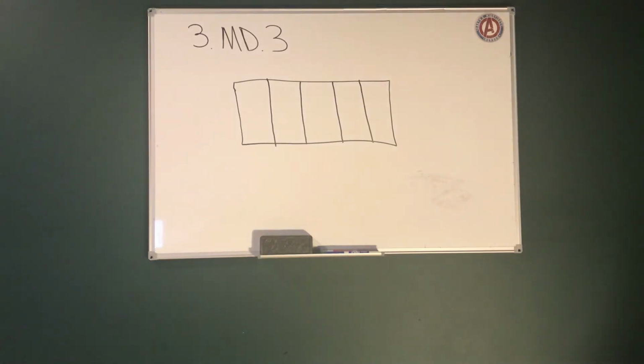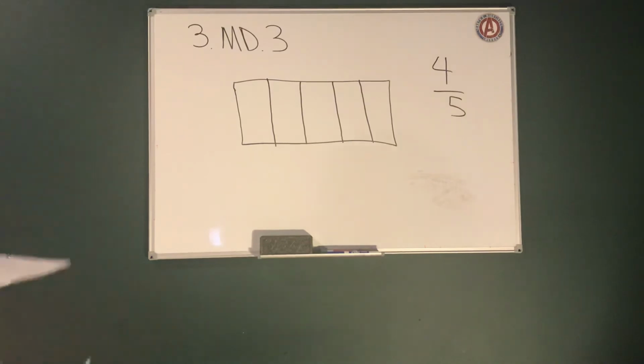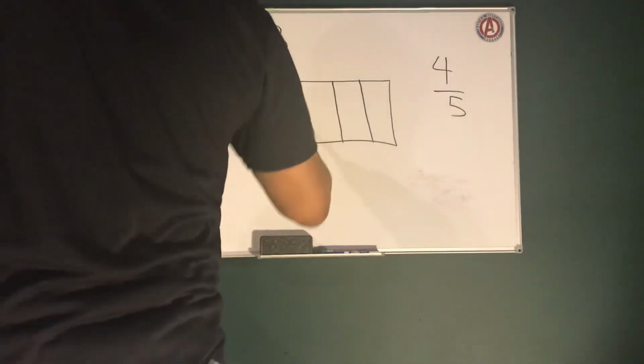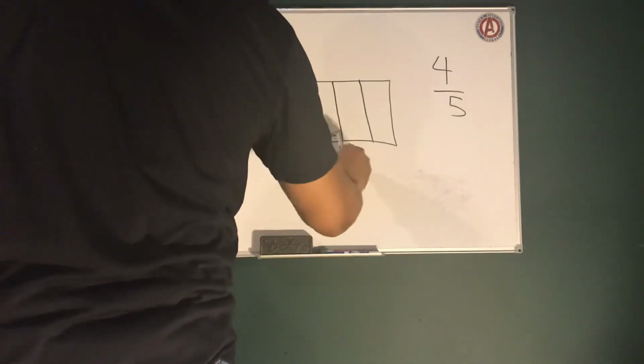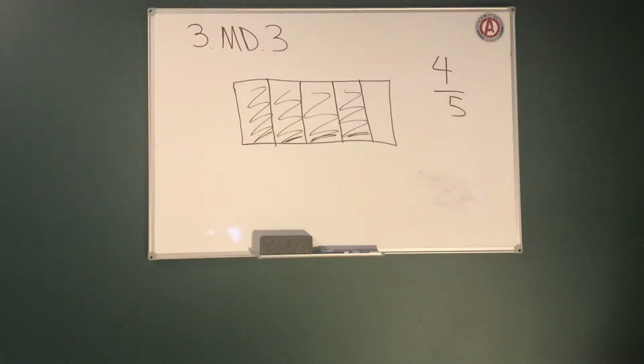Now, since our fraction was 4/5, we are going to shade in 4 out of those 5 pieces. So 1, 2, 3, 4. So that fraction here represents 4/5.